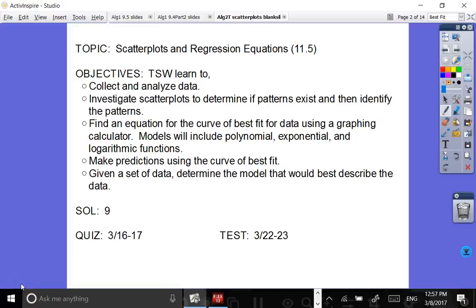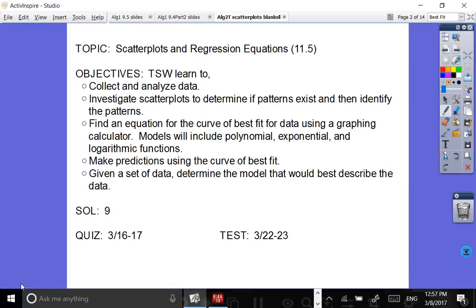Okay, so today we do scatter plots and regression equations. What you might have known, like in Algebra 1 you did this, is called best fit lines. That's it, okay? It's just that in Algebra 1 you could do a best fit line or you could do a best fit parabola. There was a little bit of that.